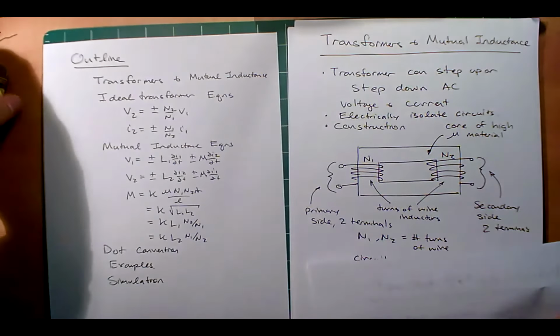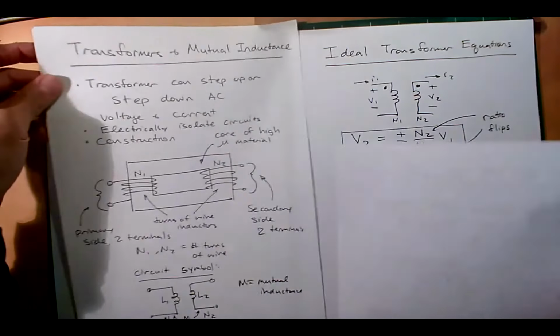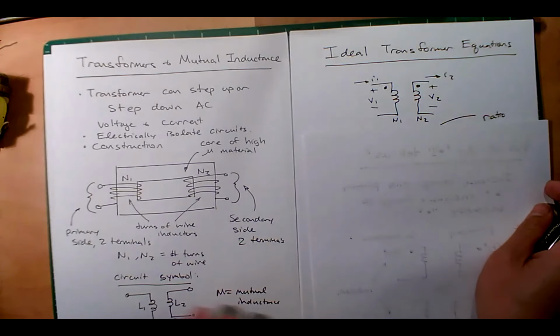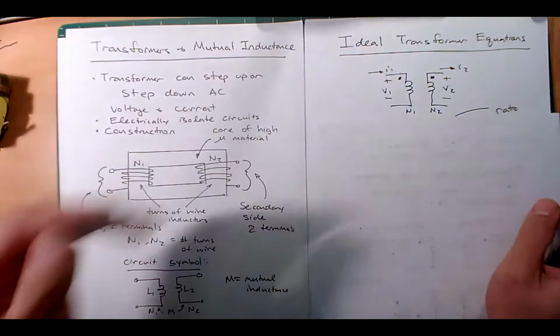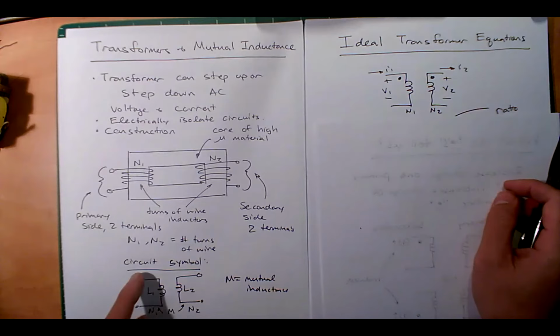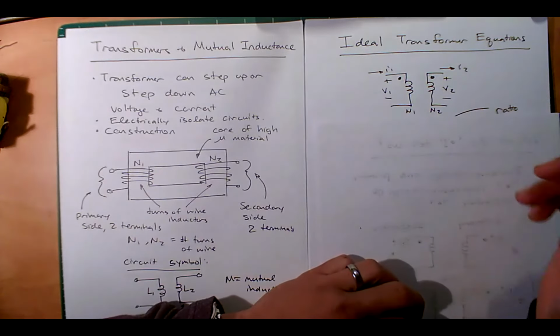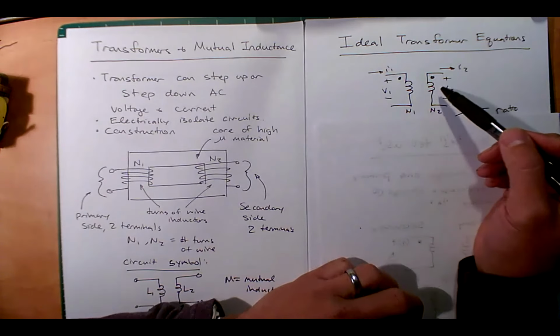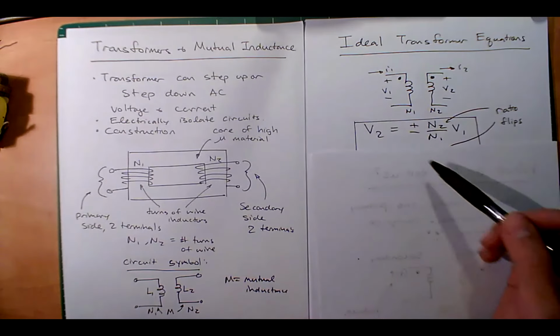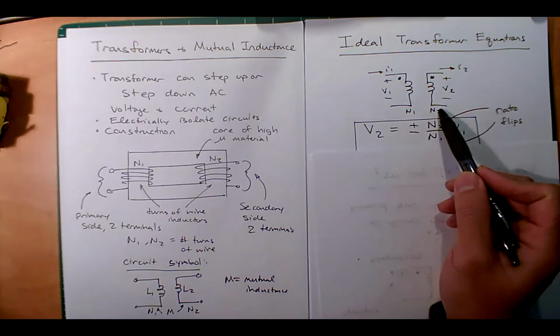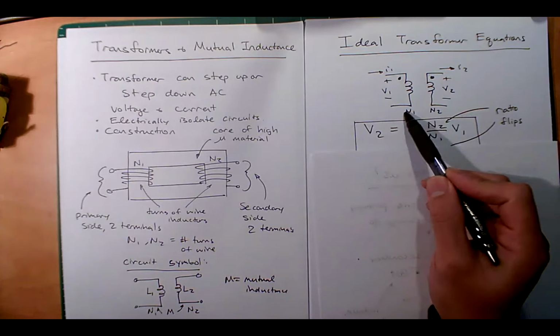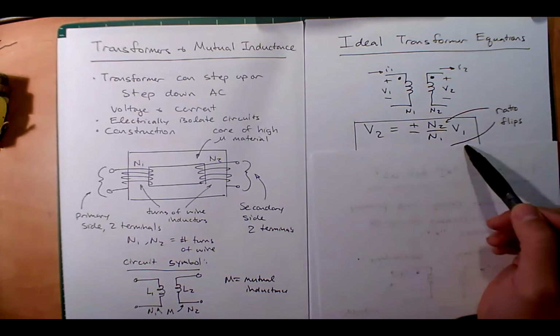All right, whether it is ideal or not ideal, we will use this symbol. It's just 2 inductors put side by side like this to denote our transformer. If it's ideal, you can just look at the turns ratio, N2 over N1, where N is the number of turns, and you get this voltage relationship.